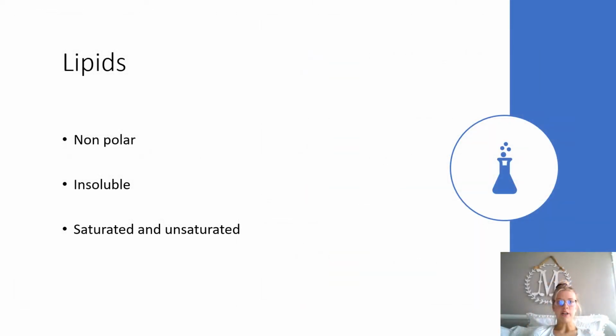Now, after carbohydrates, let's take a look at lipids. As previously mentioned with our vocabulary words, lipids are nonpolar and insoluble. There are two different classes of lipids. We have saturated and we have unsaturated fats. So there are healthy and unhealthy types of fats, otherwise known as saturated and unsaturated fats.